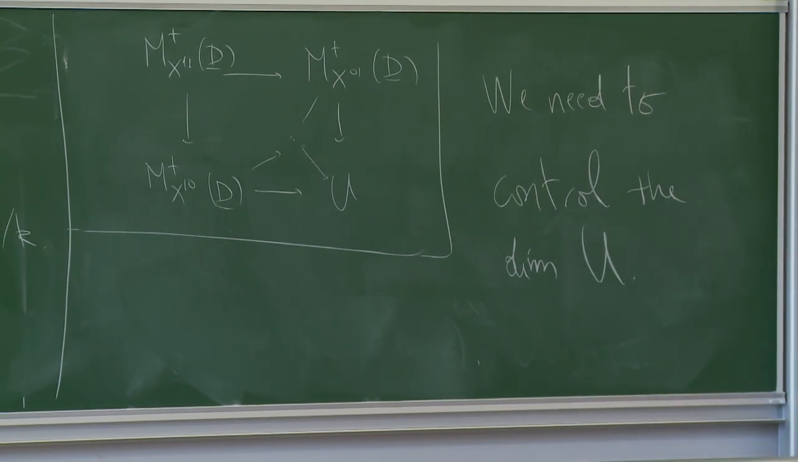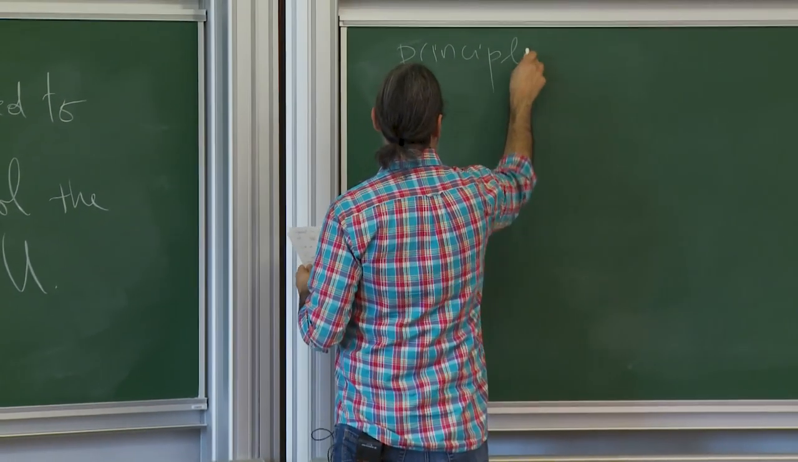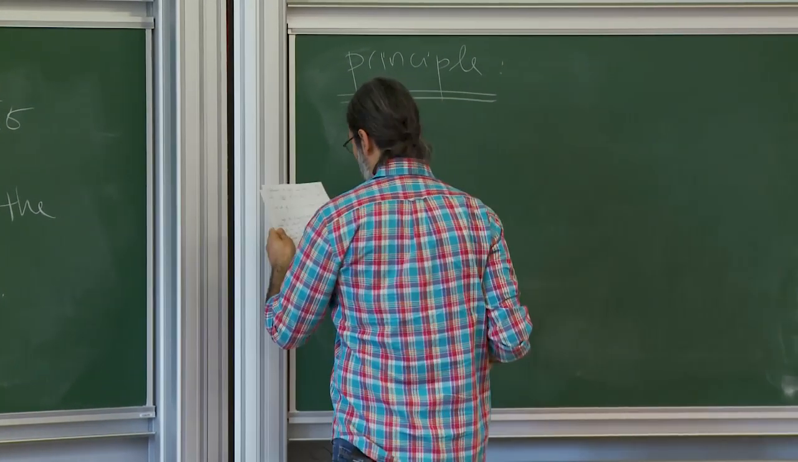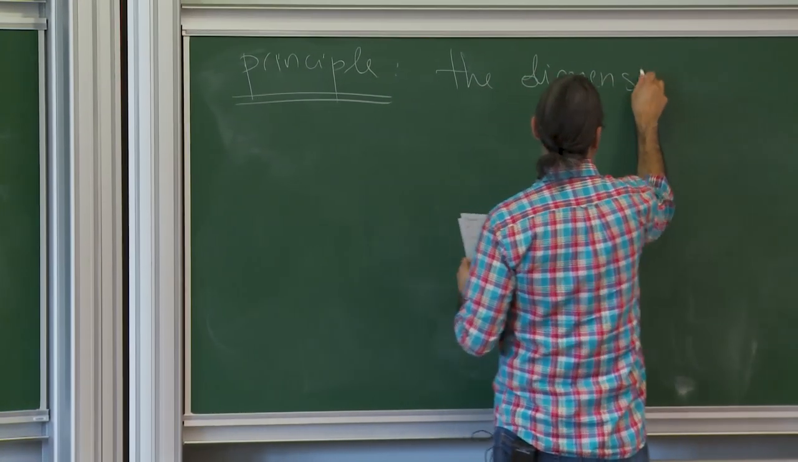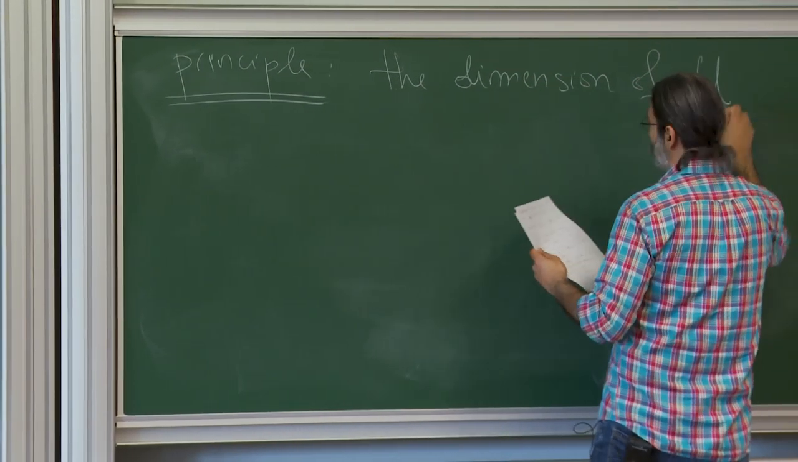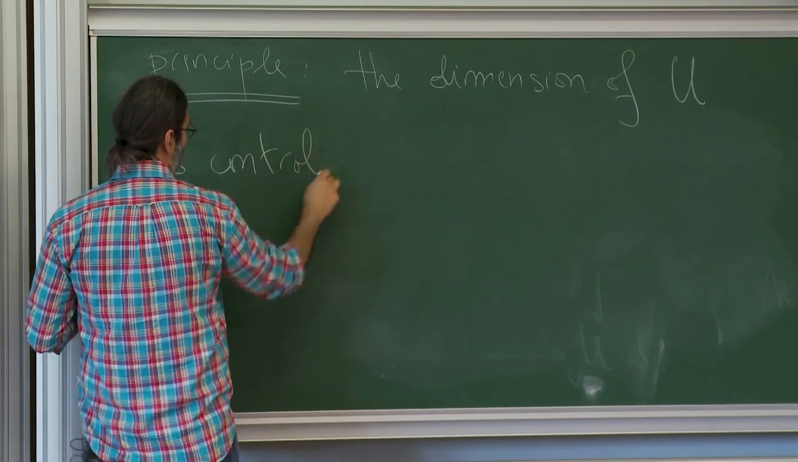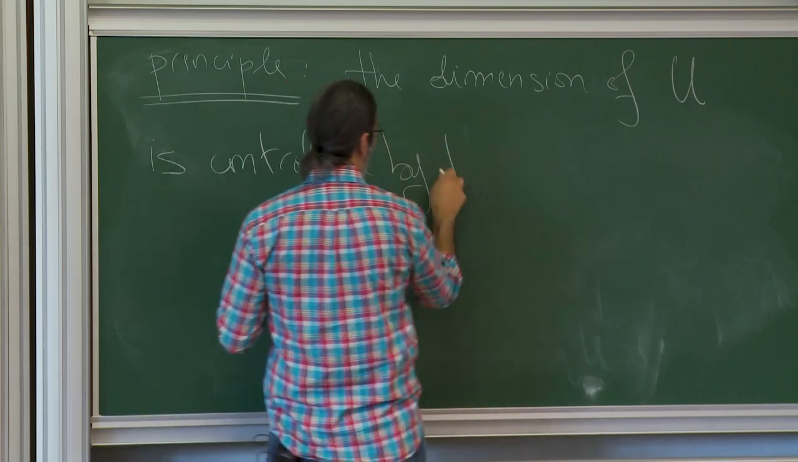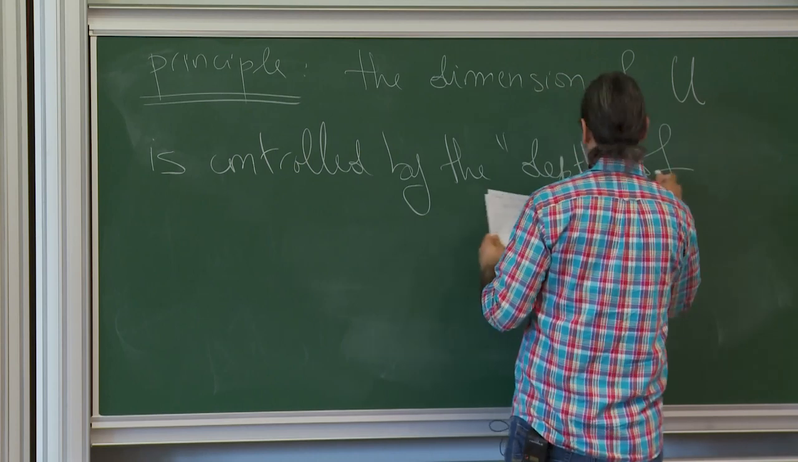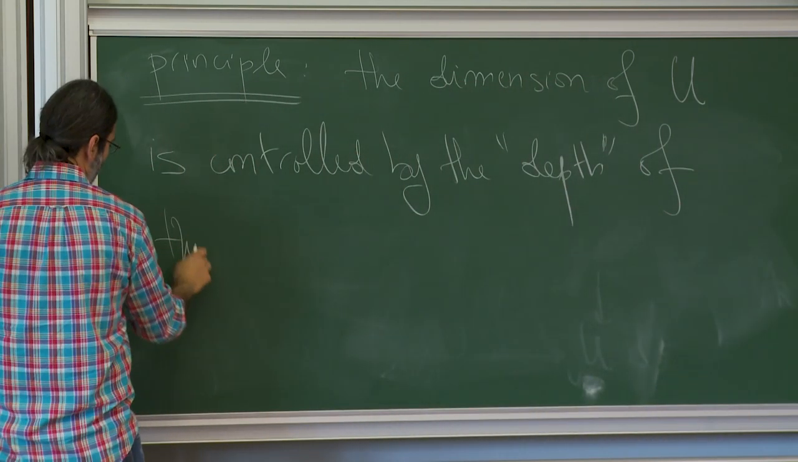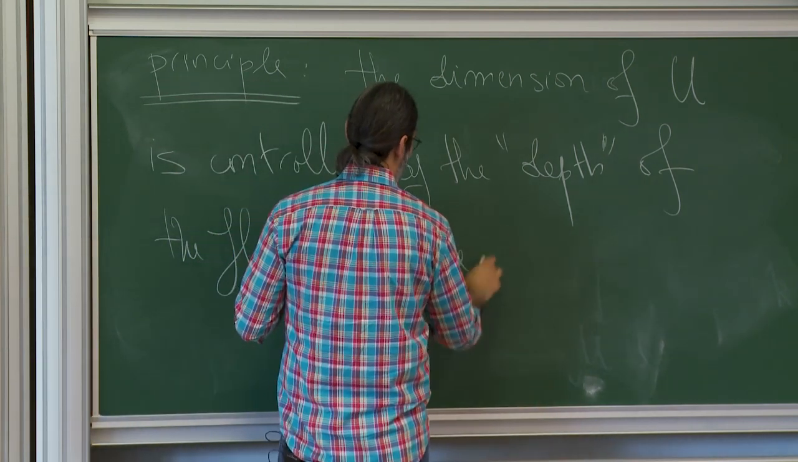So there is one useful principle, which is the following. The dimension of U is controlled by the depth of the flag inside the wedge scheme.